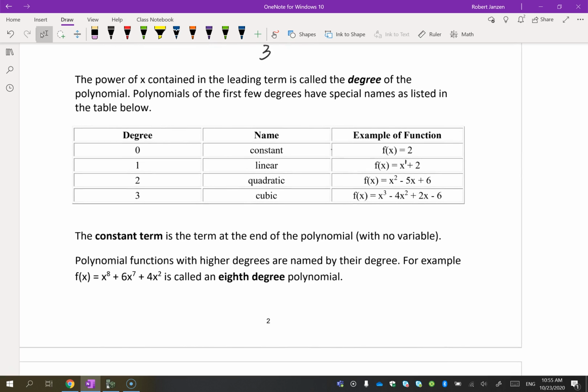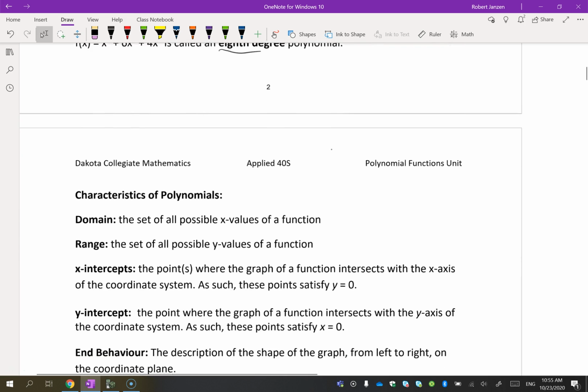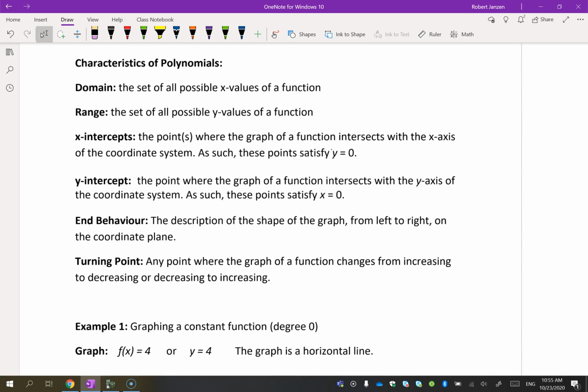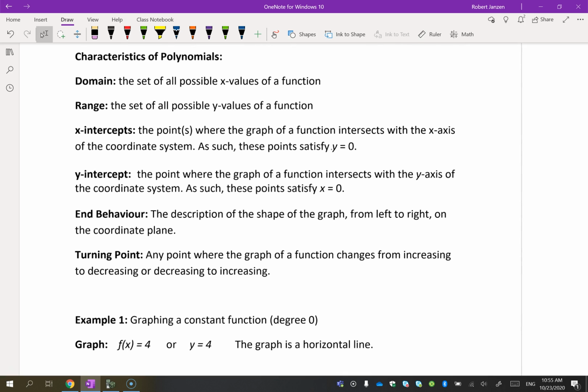For example, power of 4 would be a quartic, power of 5 would be a quintic, power of 8 would be 8th degree. Okay, not really worried about those ones higher than cubic. Most of the questions we're going to get will be cubic or less. Okay, and most of these graphs we're going to have to answer some of the questions relating to their characteristics.